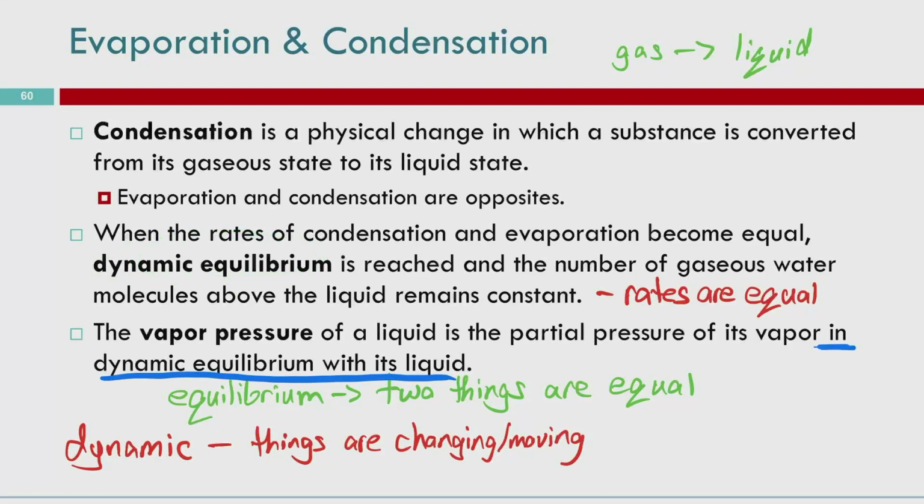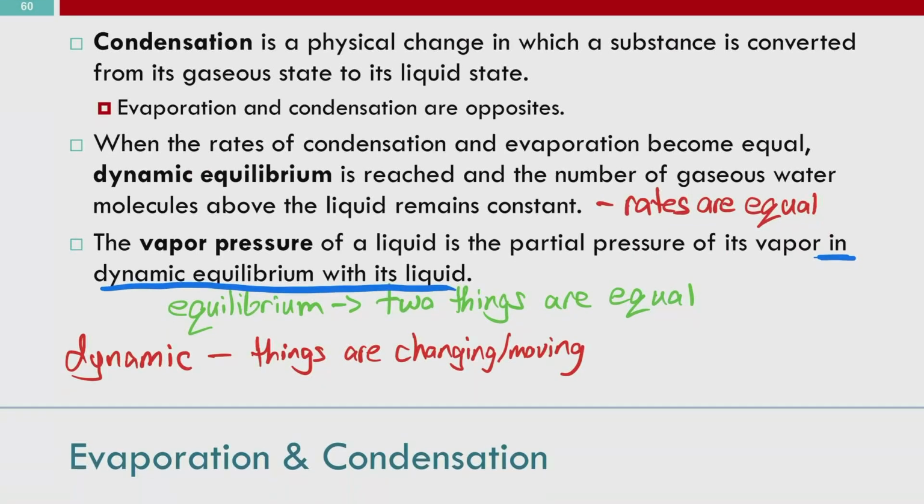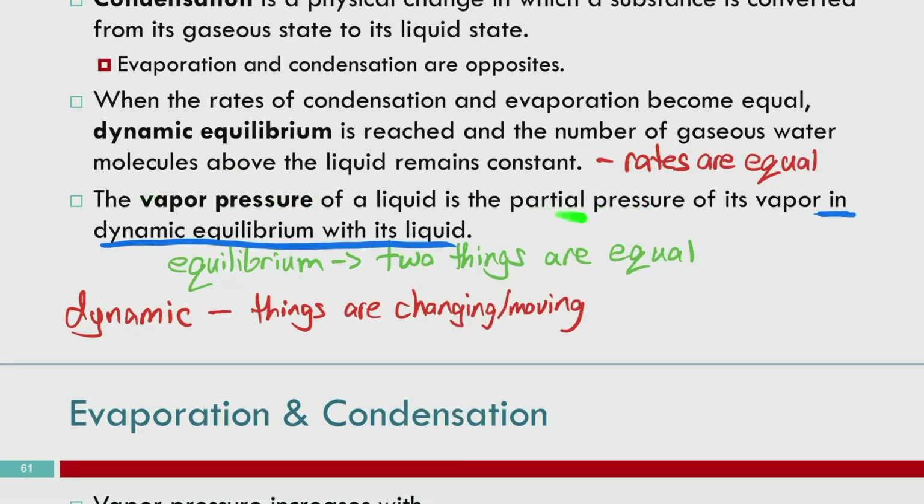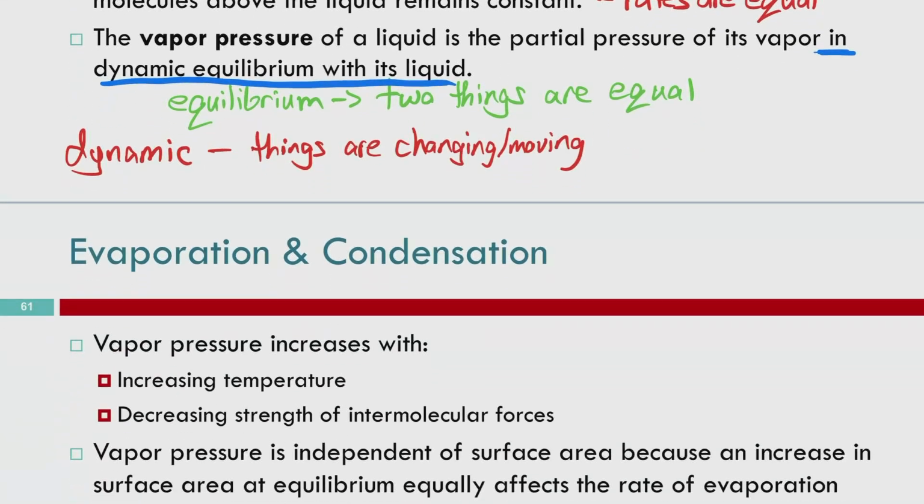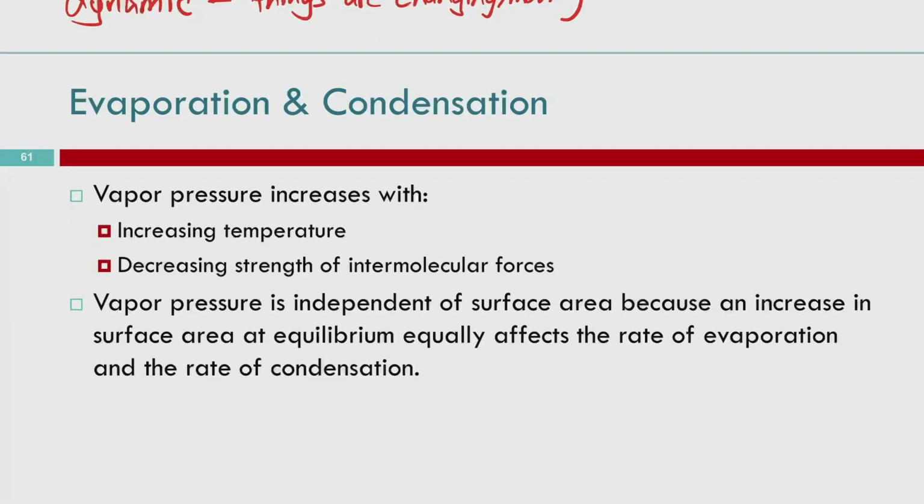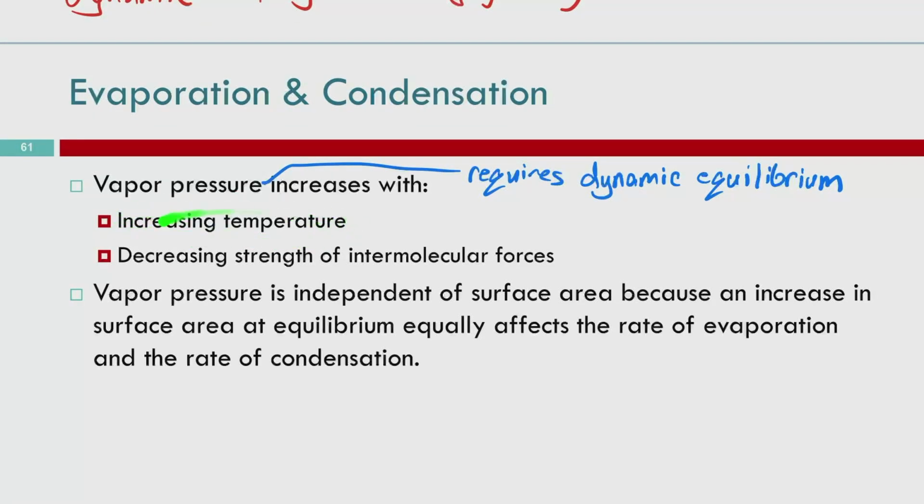You can witness dynamic equilibrium if you just leave a water bottle out. Over time, your container of water will no longer keep evaporating more liquid. It'll keep going, but the amount that it condenses out will also match that. And so it won't lose any more water into the gas phase. And the vapor pressure describes the partial pressure when it's in that state, in dynamic equilibrium. So vapor pressure requires dynamic equilibrium. And the reason that I'm stressing the dynamic equilibrium part so much: vapor pressure increases with increasing temperature.